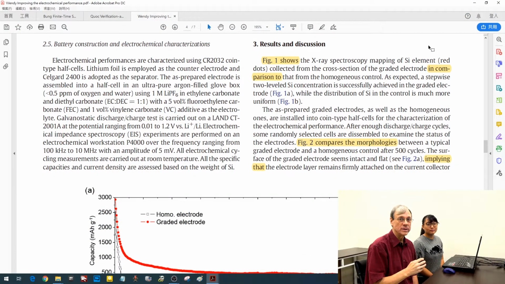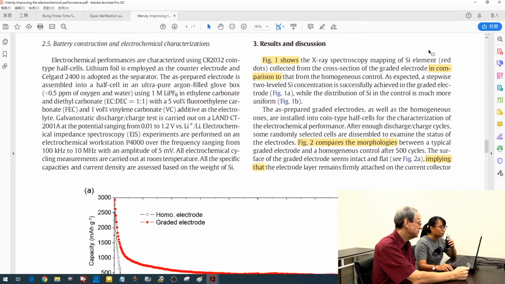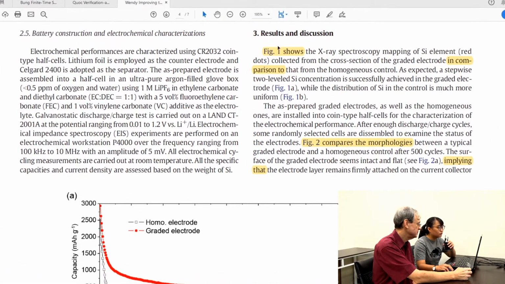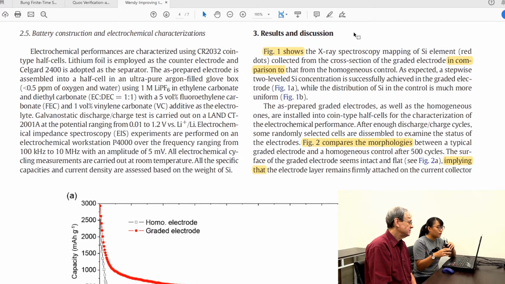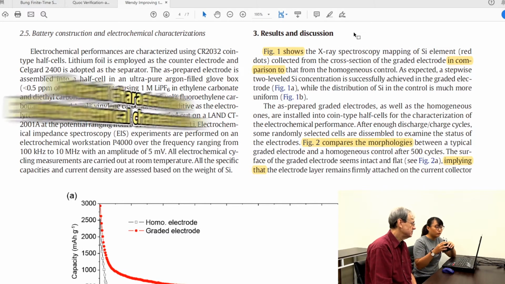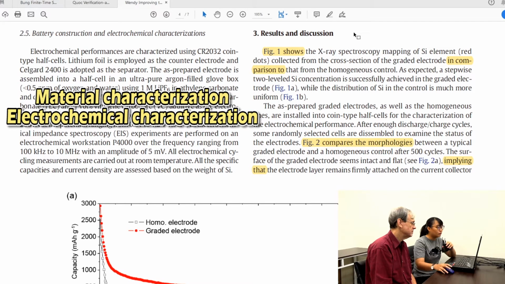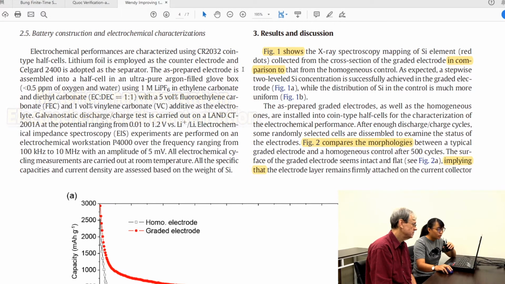Okay, now we're going to look at our chemical engineering article at the last two divisions. Okay, so this is the third division, results and discussion. And for the second division, they have two kinds of methods. One is material characterization, and the other one is electrochemical characterizations. So first is the material space.